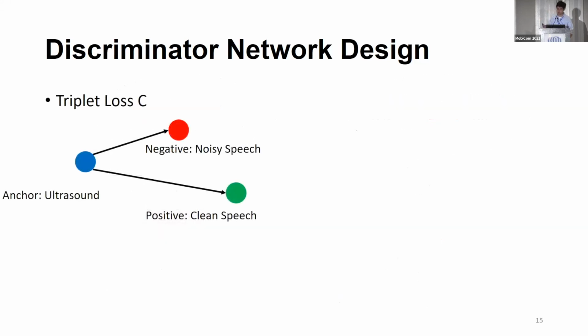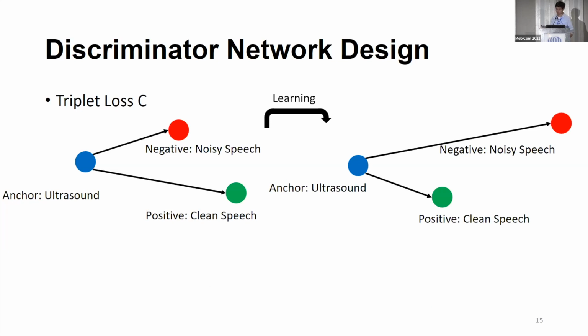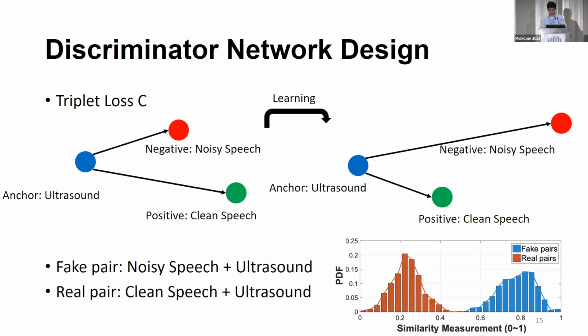So we use the triplet loss in this discriminator. We force the ultrasound to be close to the clean speech and away from the noisy speech. As you can see here, after training, the blue and green balls represent the real pair, that is, ultrasound and clean speech, and they will be close, while the ultrasound and noisy speech will be far away. Here is a visualization of the distance of both the real pair and the fake pair.